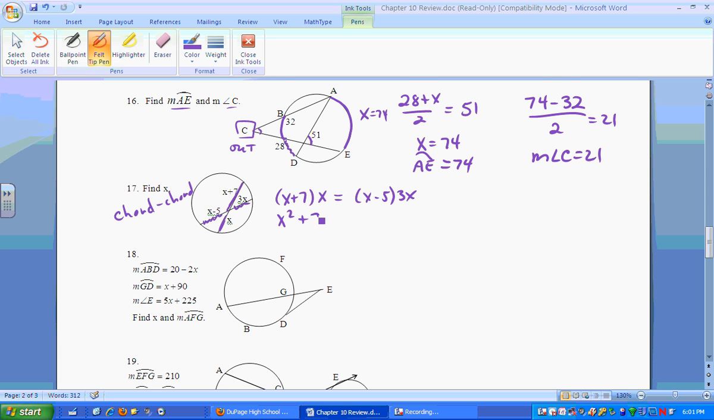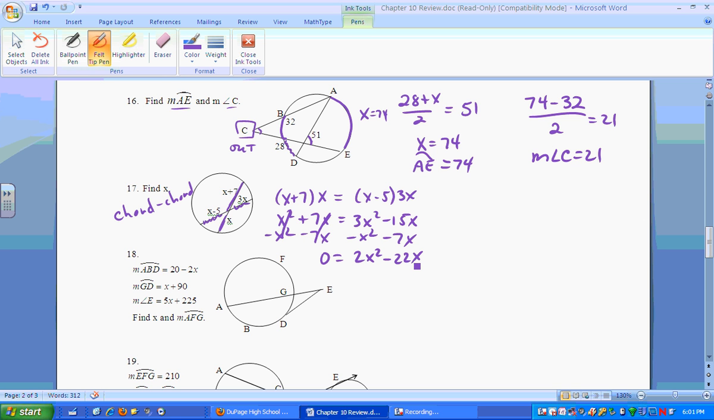Distribute x squared plus 7x. Distribute 3x squared minus 15x. All right, let's simplify, bringing the x squareds over and the minus 7 because it needs to equal 0. So we get 2x squared minus 22x.